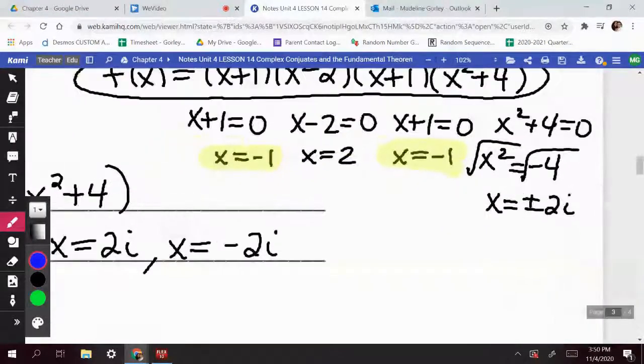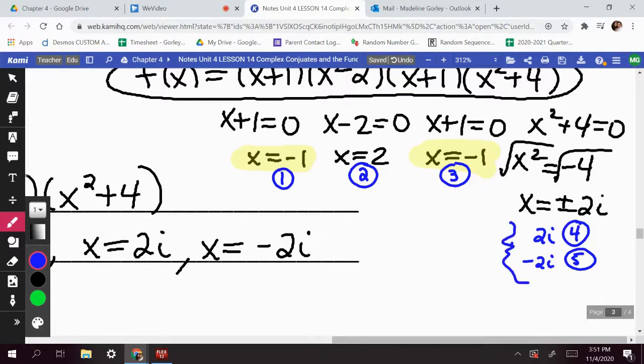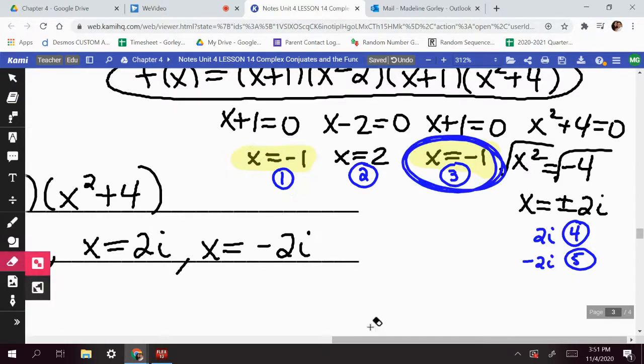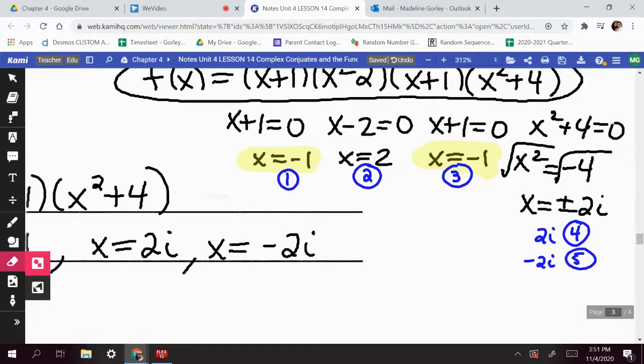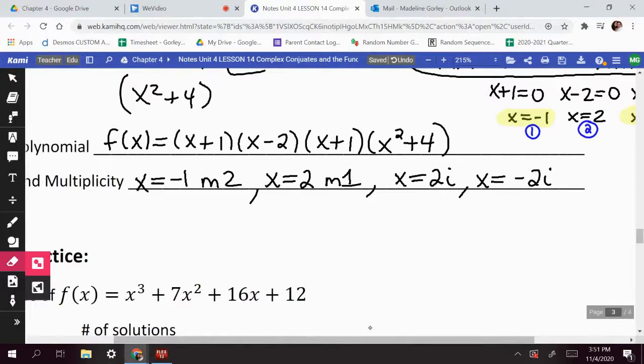So let's count how many solutions I had. We ended up with 1, 2, 3, 2i was 4, and -2i was 5. Notice that we had to count some imaginary solutions that we didn't originally see on our graphing calculator. And because there was a bounce at -1, we had to count that as 2 separate solutions, right? So higher multiplicities get counted multiple times, right? If I add all these multiplicities together, it should add up to our total number of solutions, right?